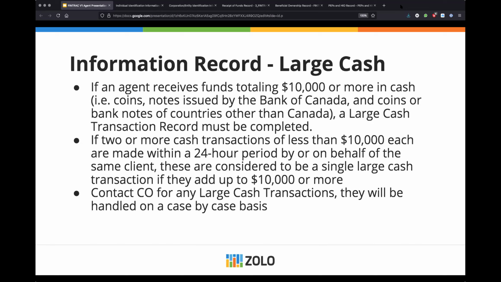Now, if the client is providing multiple cash transactions to the brokerage that total $10,000 or more within a 24-hour period, then that will be considered one single transaction adding up to the sum of the amounts. As long as it's $10,000 or more, I will have to report that to Fintrac. So contact your compliance officer, that's me, for any large cash transactions.